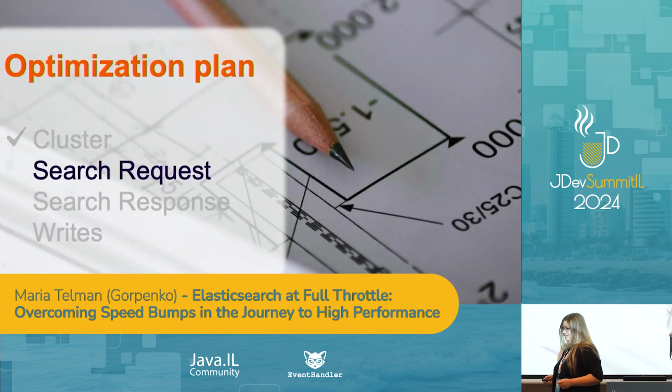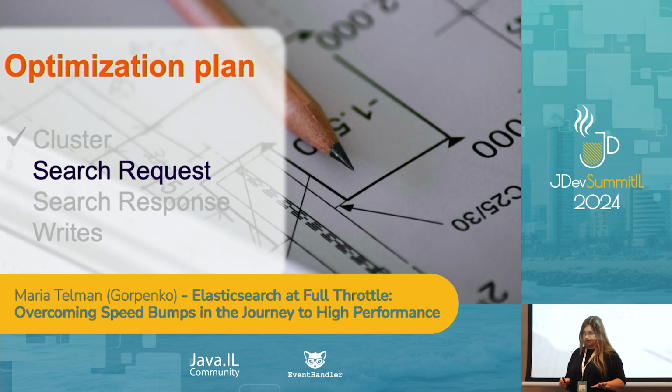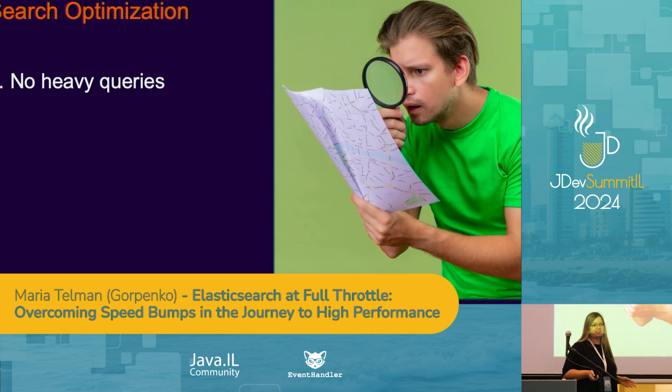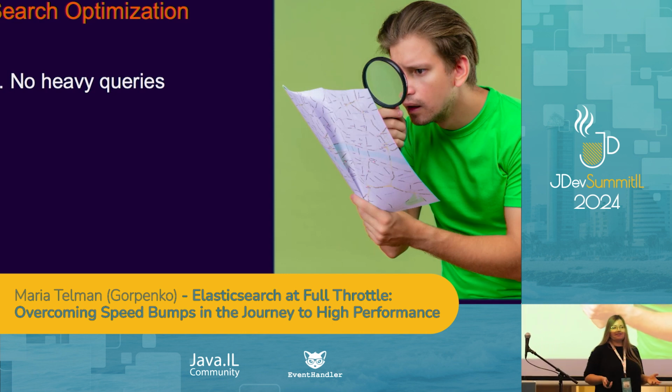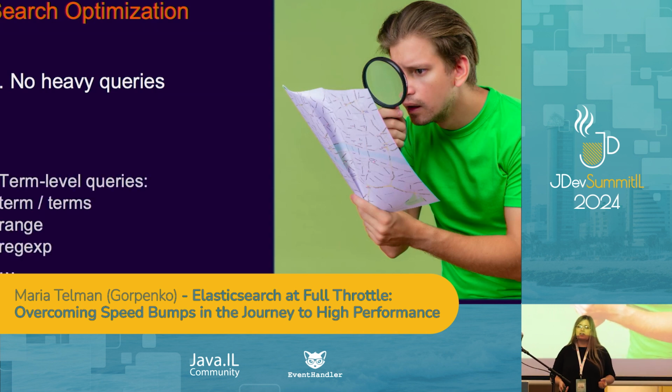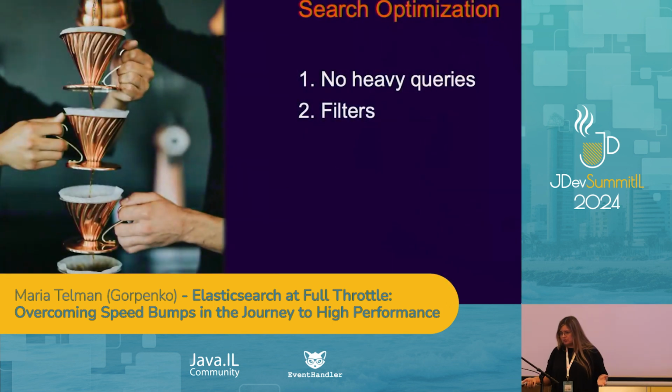Our next step is to simplify the search itself. Here we implemented some basic optimizations that are pretty common. First off, we avoid heavy queries like full-text search. All heavy lifting should be done beforehand, and during real-time search, we just use term-level queries to get exactly what we need. Next up, we use filters.